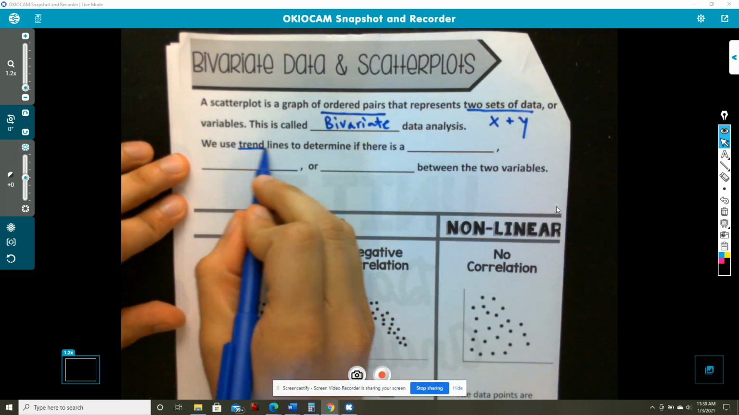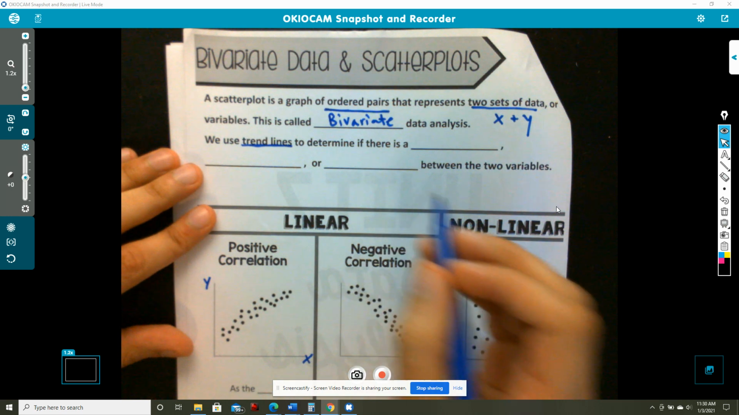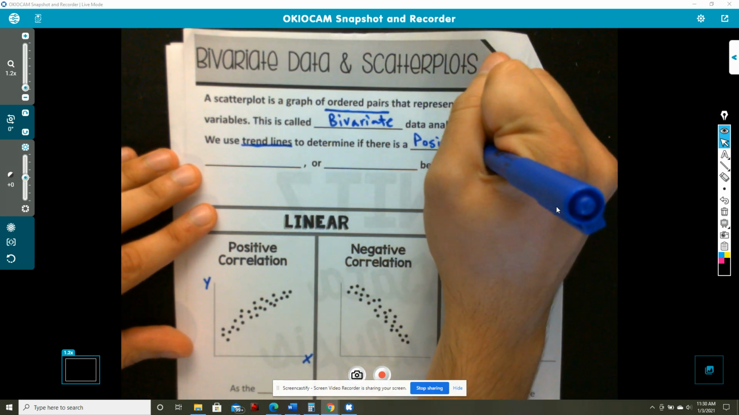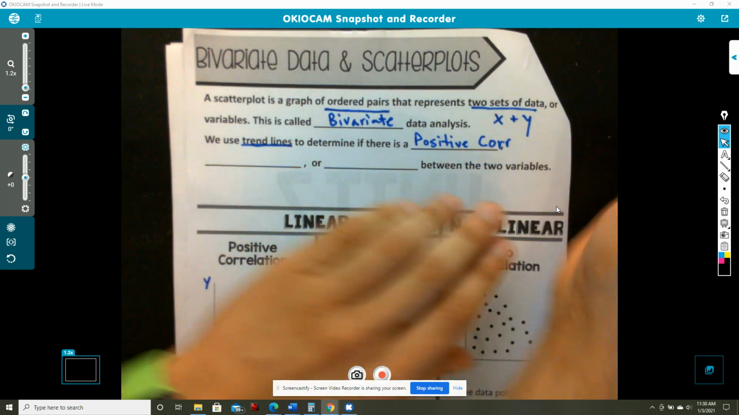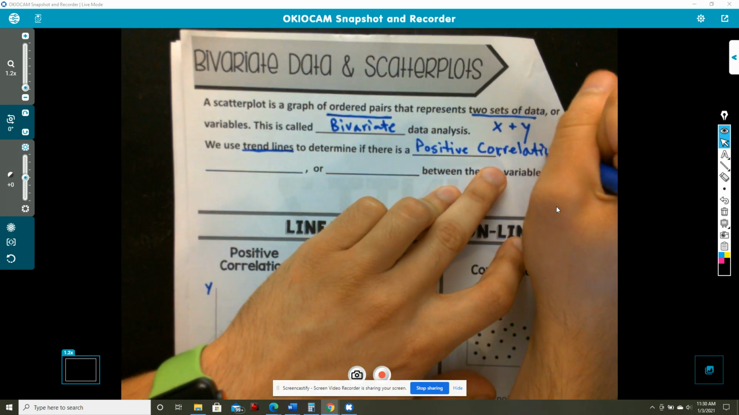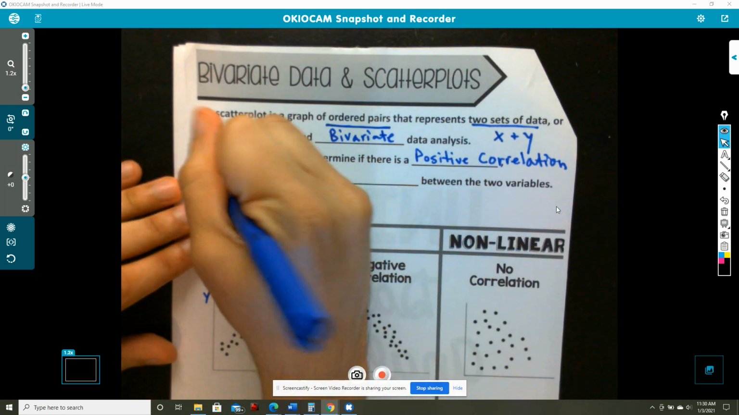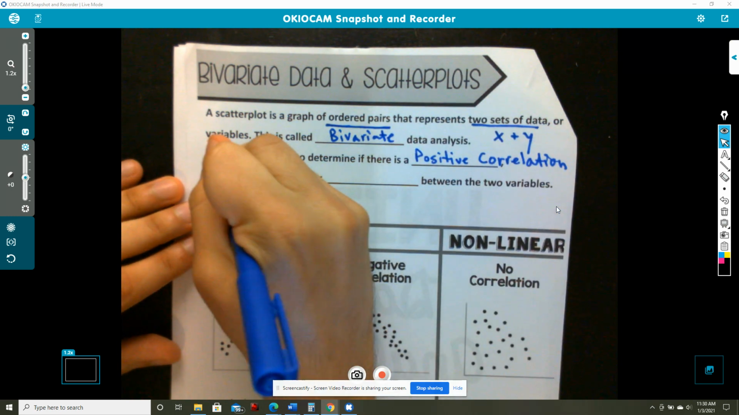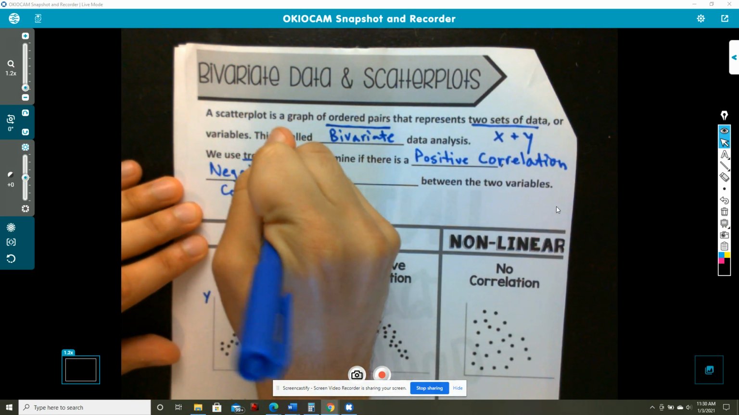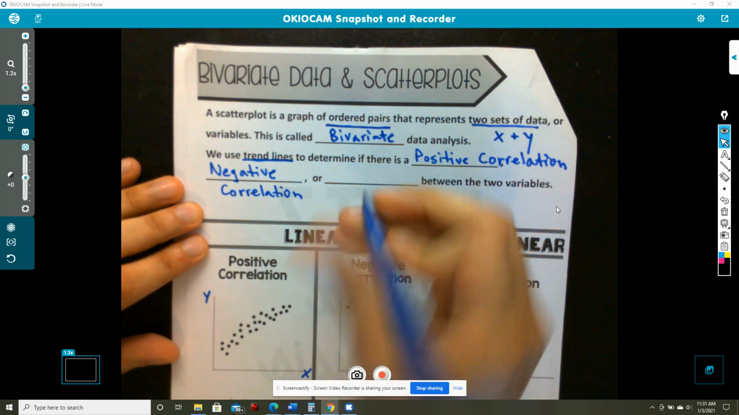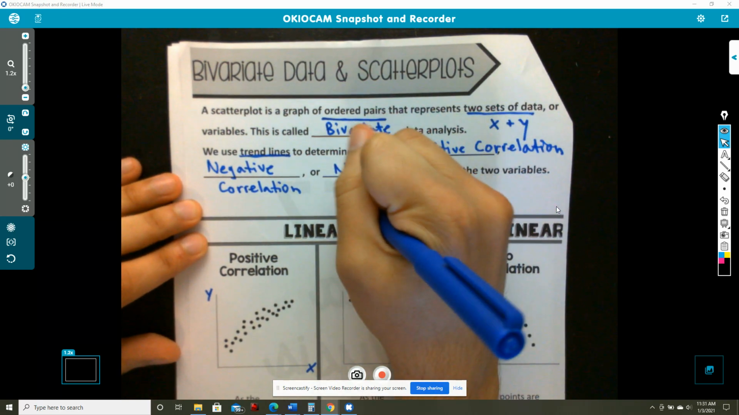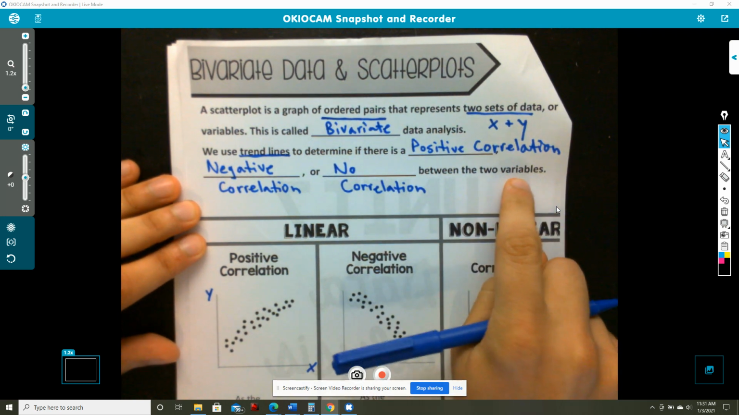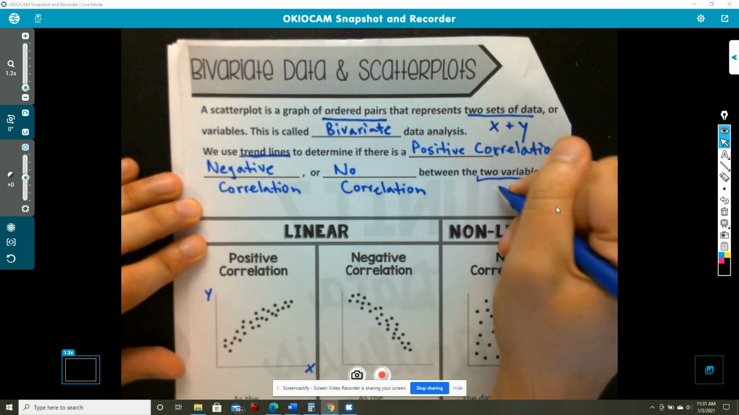We use trend lines to determine if there is a positive correlation, negative correlation, or no correlation between the two variables. And what two variables are we talking about? X and Y.